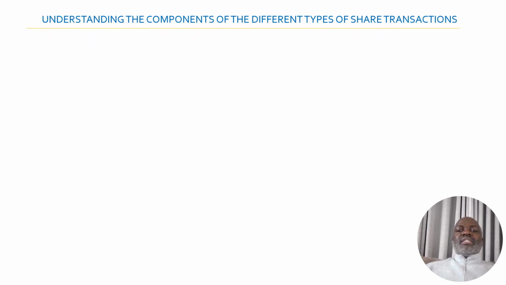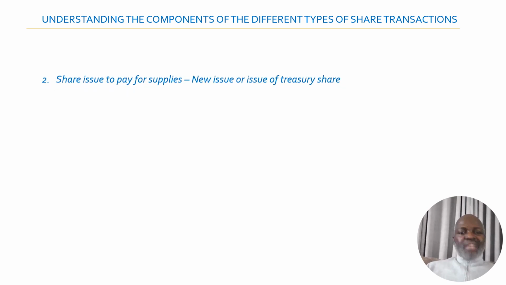So let us look at the other transactions. Here we had just looked at share options, but other transactions, number 2, you can have a share issue to pay for supplies, new issue, or issue of treasury shares.